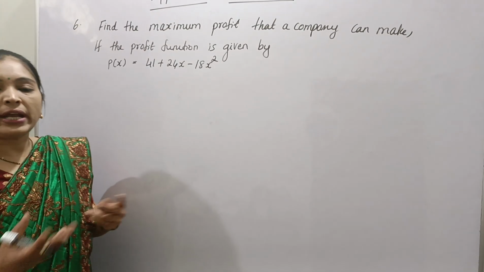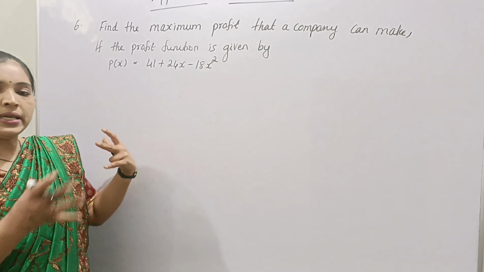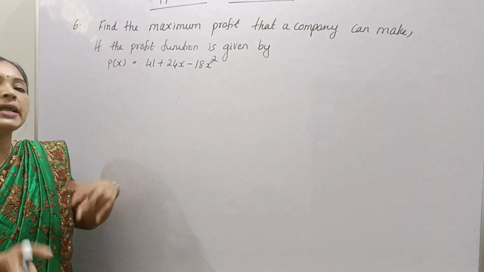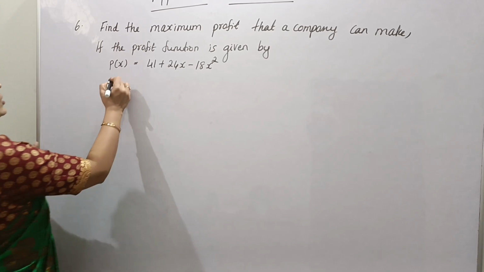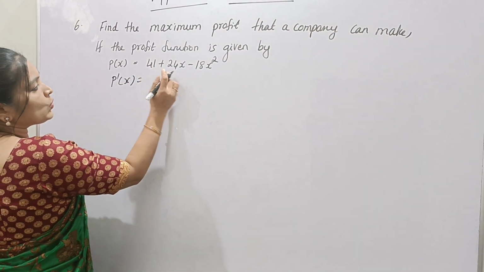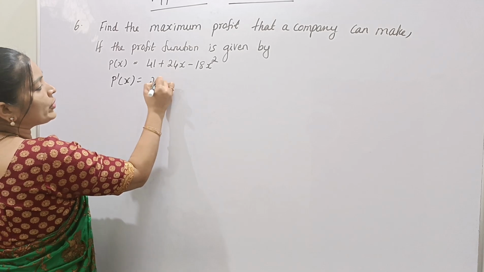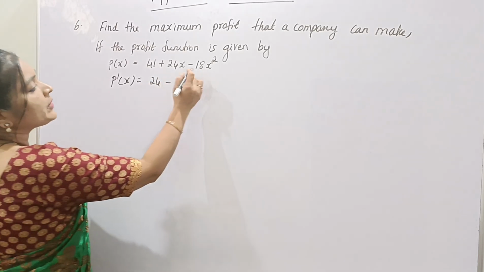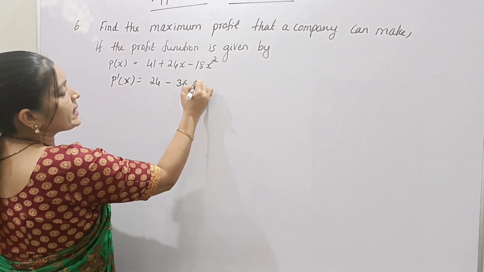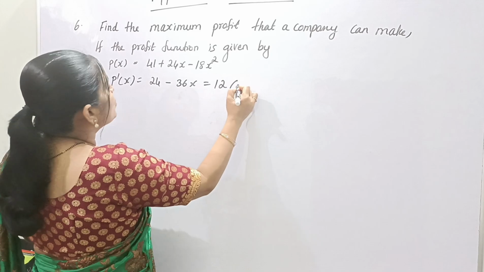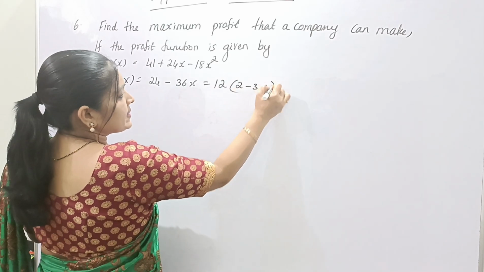Okay. So here let's apply the second derivative test. You can apply the first derivative test also. Let's apply the second derivative test. If the second derivative test fails, then let's go to the first derivative test. So let's find p dash of x. That is, derivative of 41 is 0. Derivative of 24x is 24, minus derivative of minus 18x square is 18 into 2x, that is 36x. Here 12 is common. Let's take 12 outside. So 12 into 2 minus 3x.